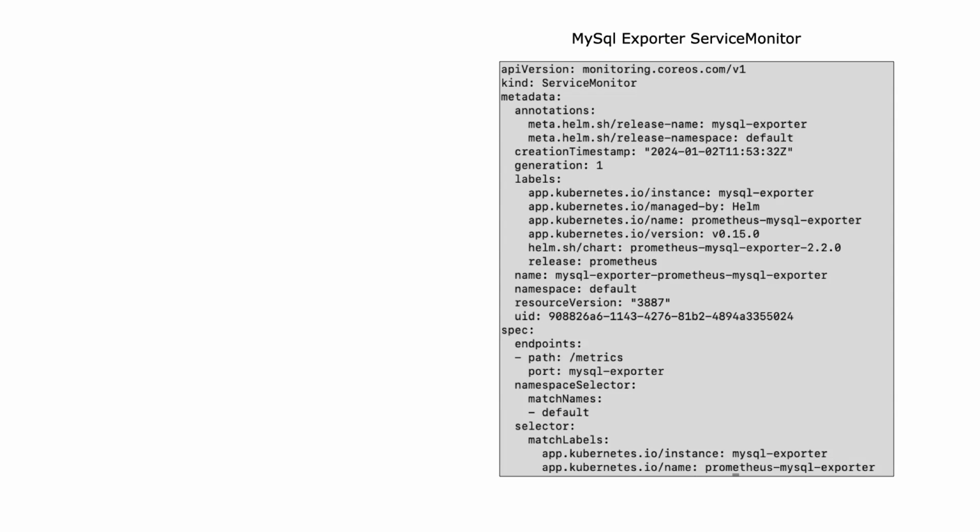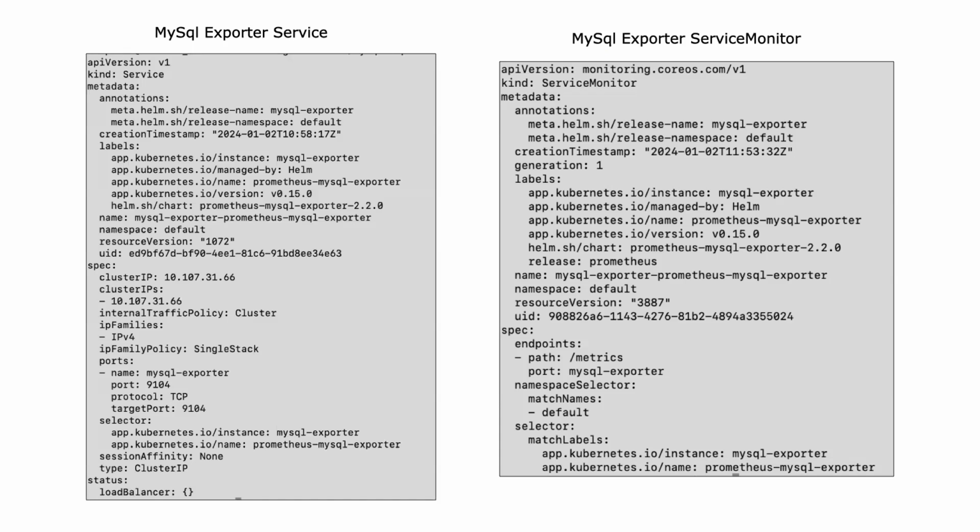So let's understand this configuration. This is the MySQL-Exporter service. Based on this selector property, the service monitor will get attached to the exporter service. Next is the endpoint section. On the /metrics path, metrics are going to be exposed. And this is how port mapping happens.